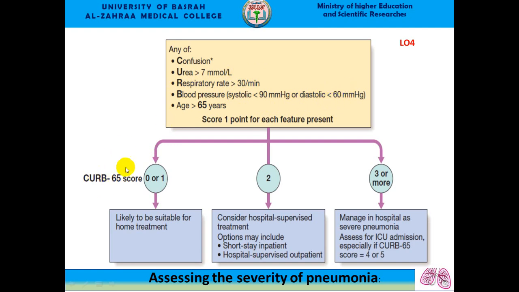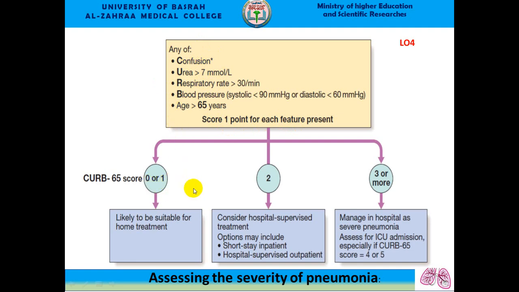And the 65 stands for the age. Those with age more than 65 years, this is a point, which means the elderly by itself or getting to an older age is a risk factor. So one point is scored for each of these scoring points, and then we calculate the number.